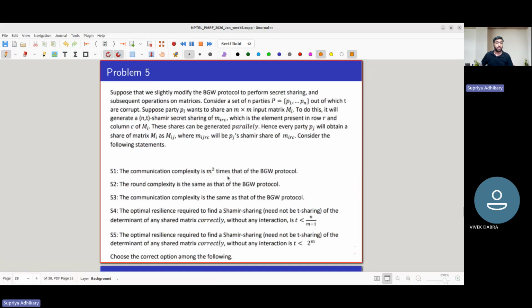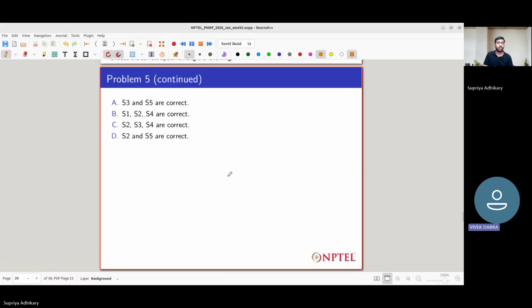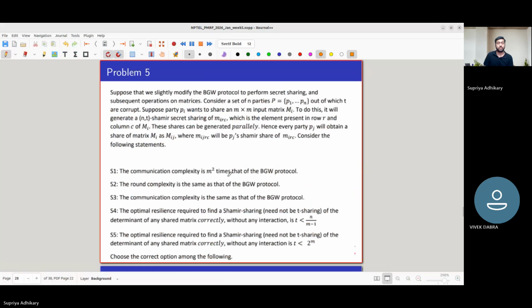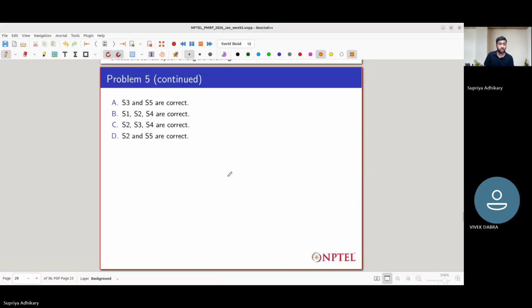Okay, so now in problem 5, we have a BGW protocol which is slightly modified. Sir, actually, this question is my wrong. Okay. And which option did you choose? I chose, in the previous slide, I think B and C. B and C. S1, S2, S4, and S2, S3, S4. This one. Yes, yes. Okay.